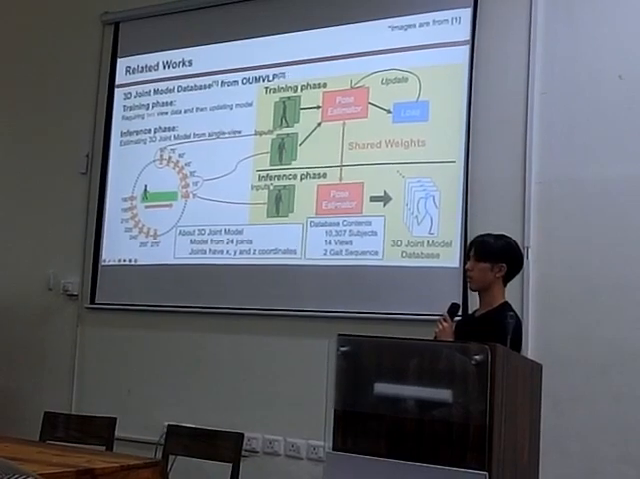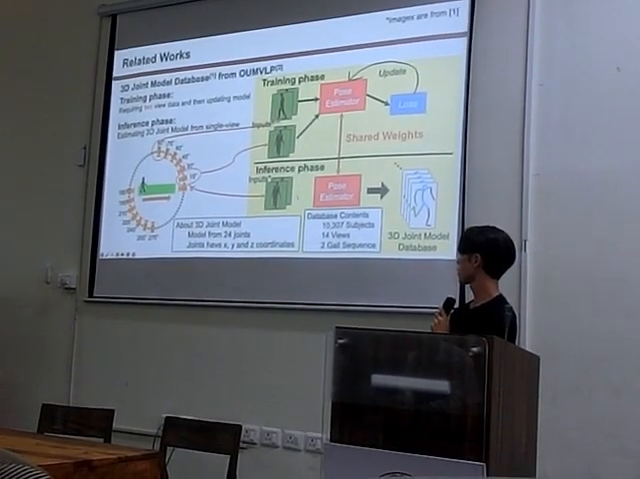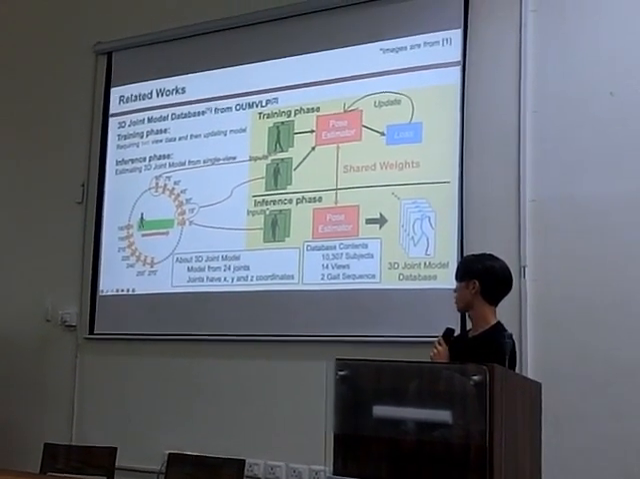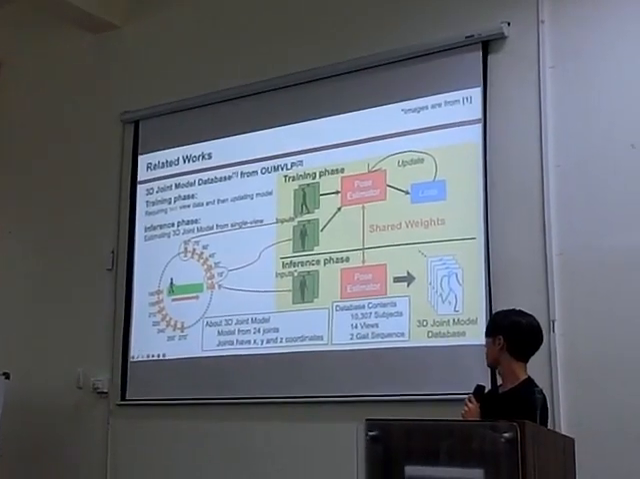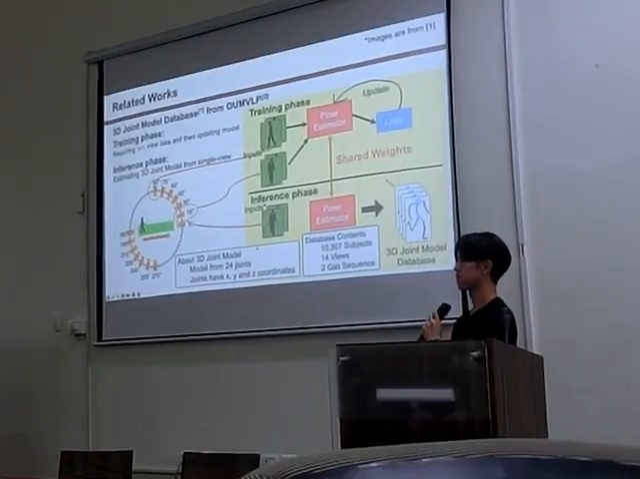In the inference phase, just single image information is used. The pose is estimated from a single view.